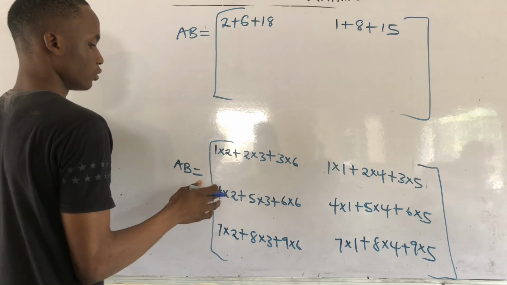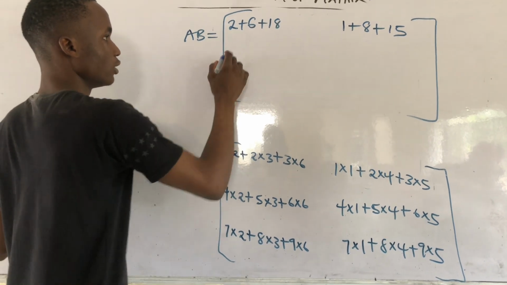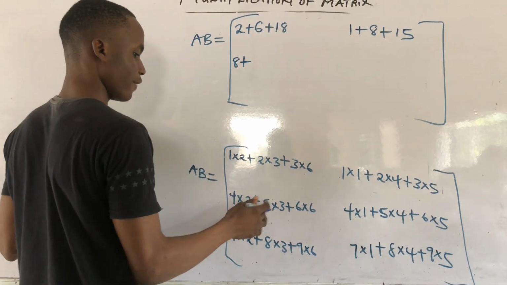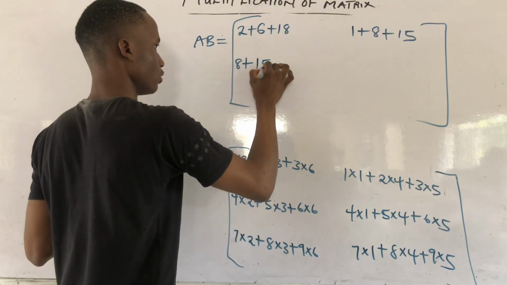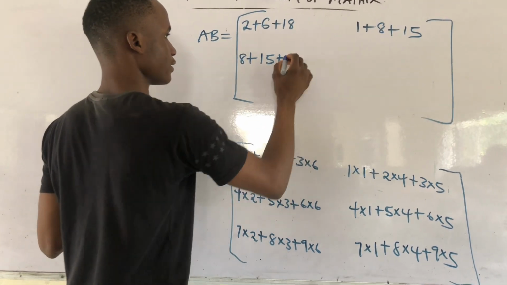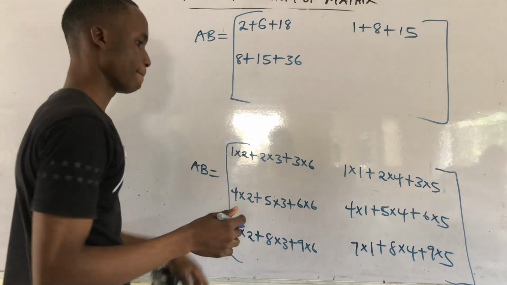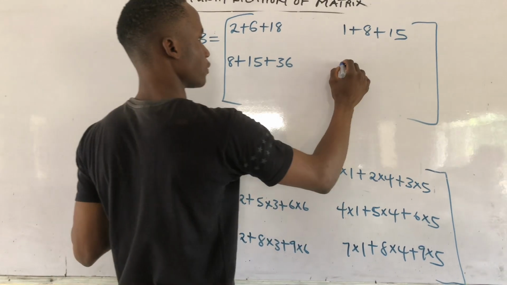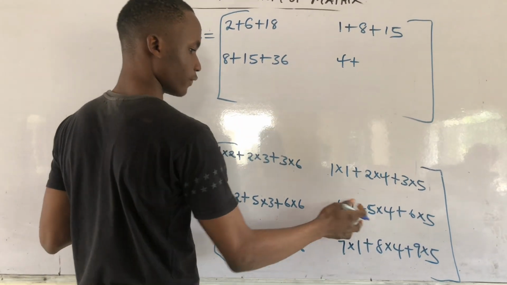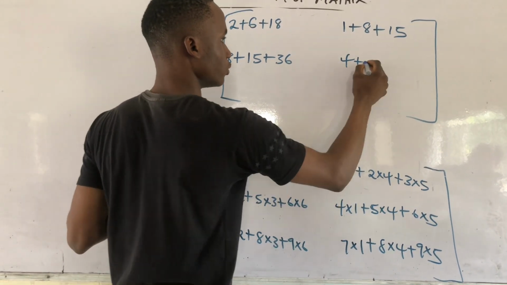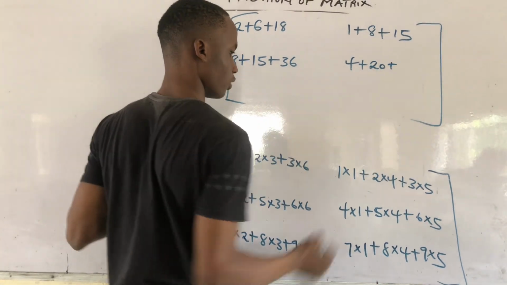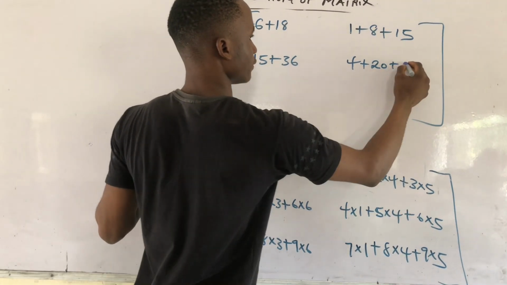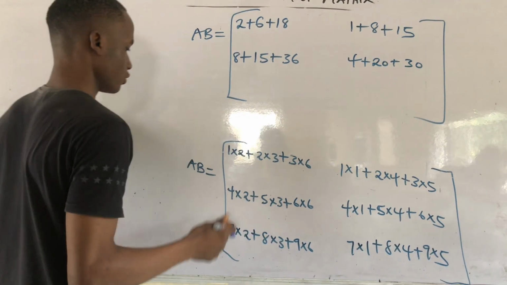Let's go back to this one. 4 times 2 is 8 plus 5 times 3 is 15 plus 6 times 6 is 36. Okay, let's go back to this one. We have 4 times 1, 4 plus 5 times 4, 20 plus 6 times 5, 30. Okay, so let's go back to this one.